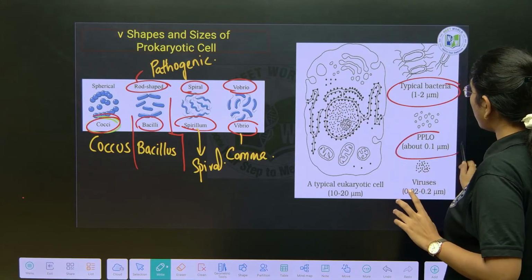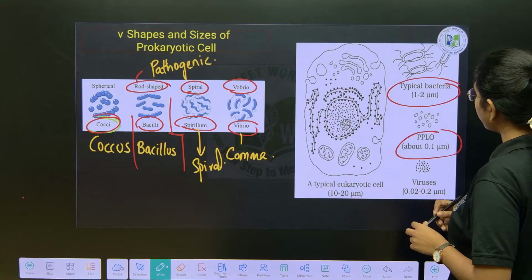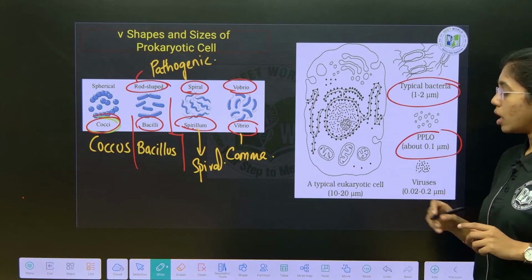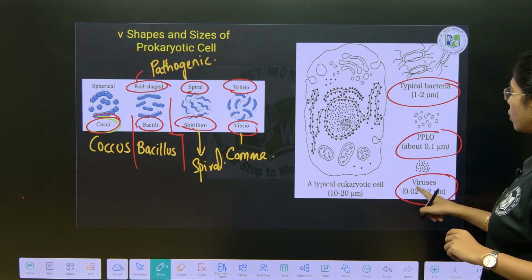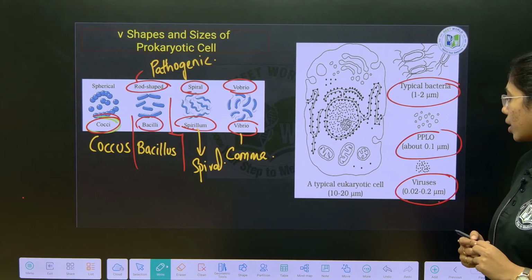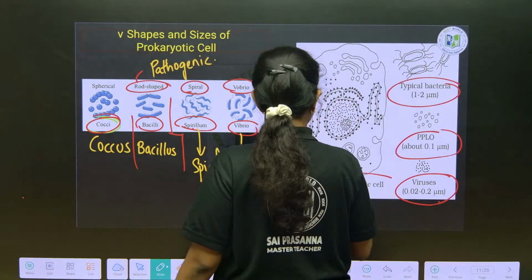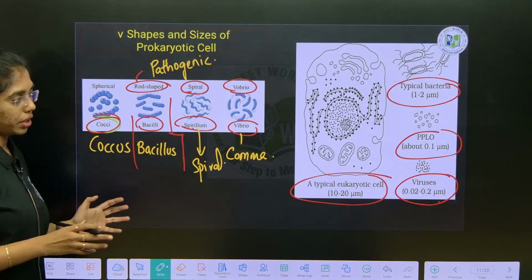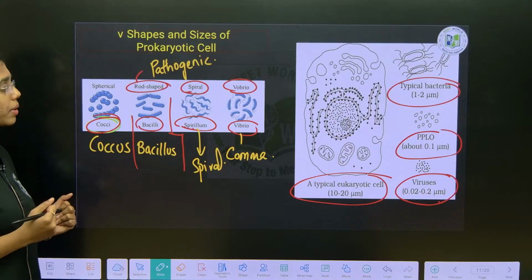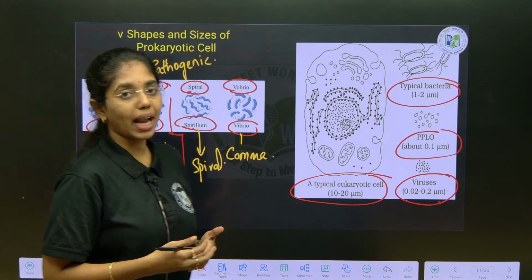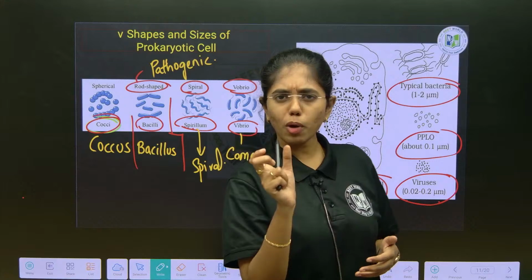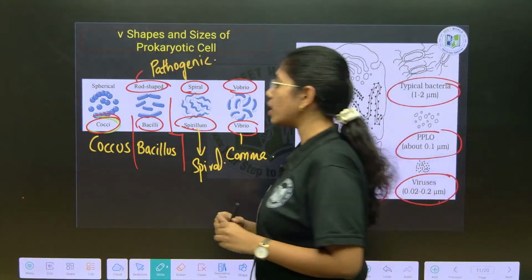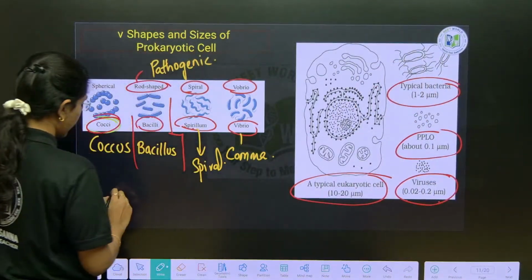Next is PPLO, pneumonia like organism, which is just 0.1 micrometers. Viruses can be from 0.02 to 0.2 micrometers in diameter, and a eukaryotic cell is as large as 10 to 20 micrometers in diameter. Till here everything is clear? And here, mycoplasma, which is the smallest cell, has how much diameter? It is 0.3 micrometers in diameter.